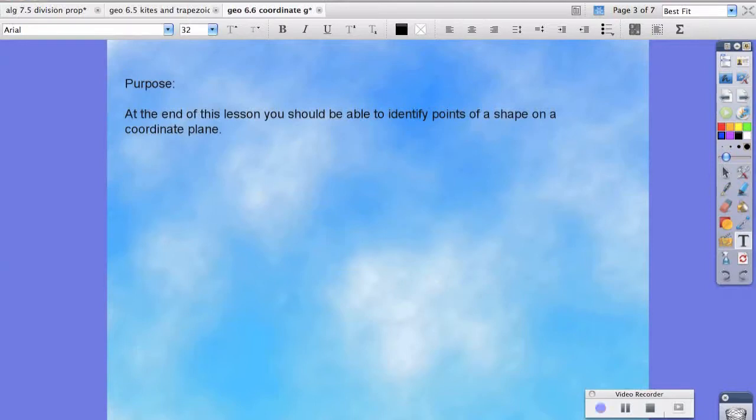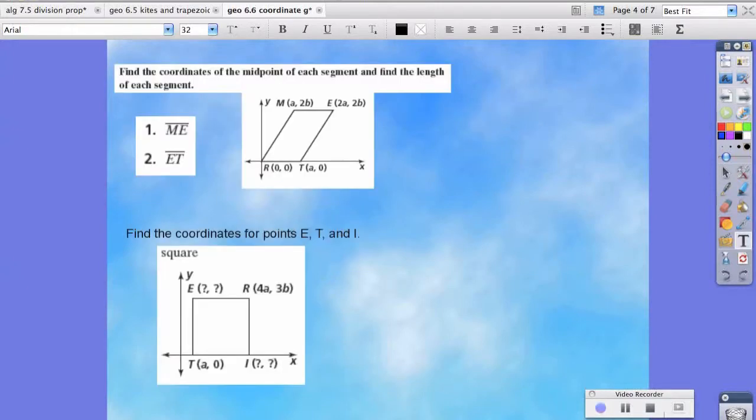Now, the purpose of this is that at the end of this lesson, you should be able to identify points of a shape on a coordinate plane. So this is going to take some time because it's really going to need you to understand how these points are located. Because it's on a coordinate plane, they're given values like 1, 2, or 3. But in coordinate geometry for geometry, they give you variables, which shouldn't be that much different. You just need to understand how they're related.